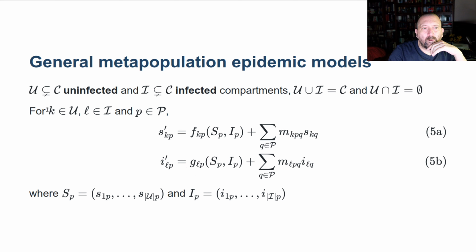So for all compartments, the uninfected compartments and the infected compartments, and for each patch, I have some dynamics that are internal to the patch, so that might include infection, but that might include a variety of other processes. And I have some movement terms that are describing the movement of individuals between the patches. From a mathematical perspective, these movement terms are coupling together a variety of models.